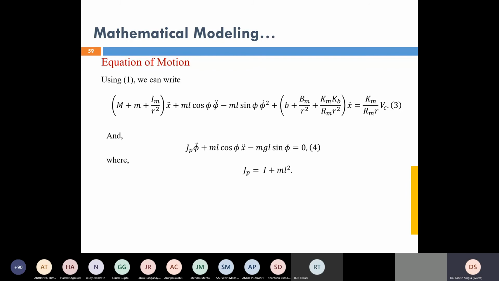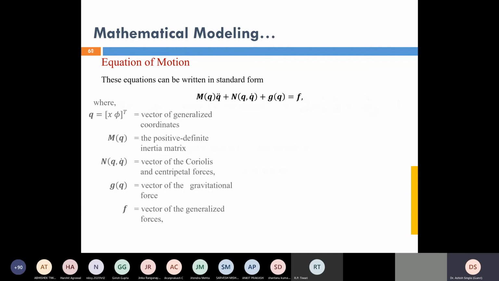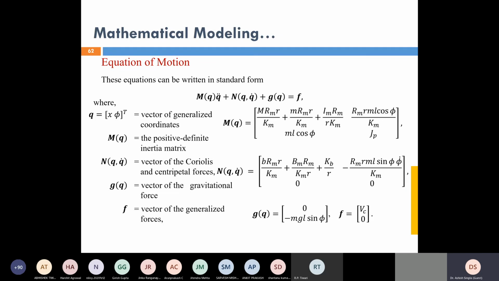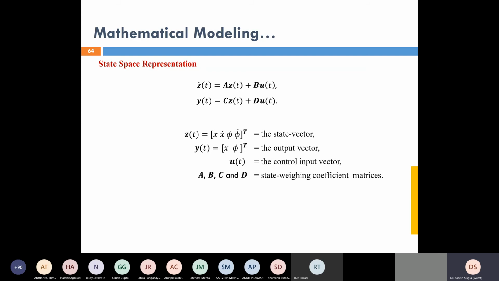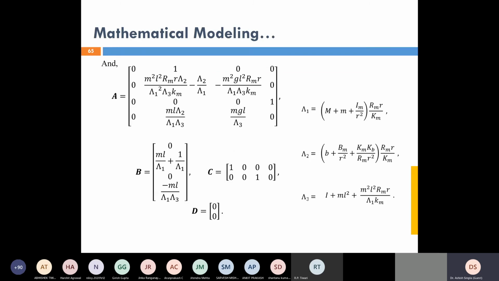Then this is the final equation of motion, which we need to convert into state space form in order to apply the control. So these are the final M, N, and G matrices, which need to be converted to the state space representation. And this is the final state space representation.